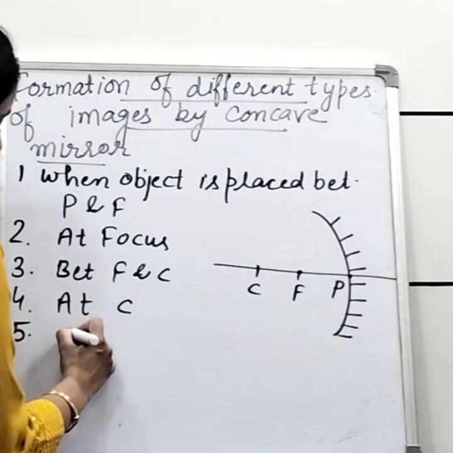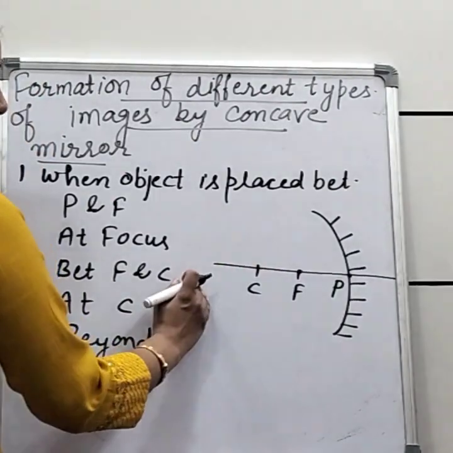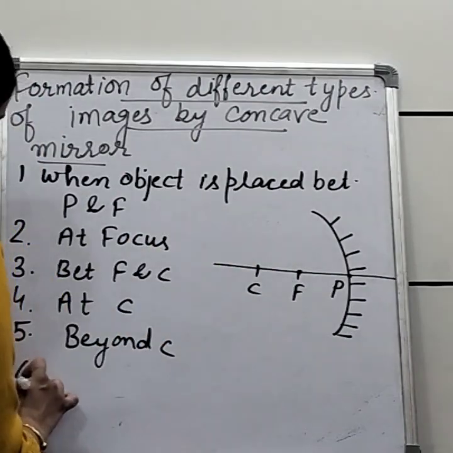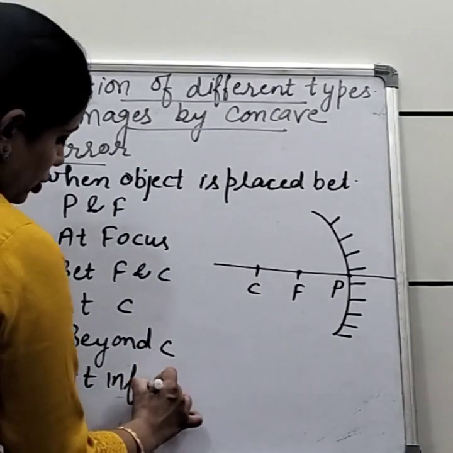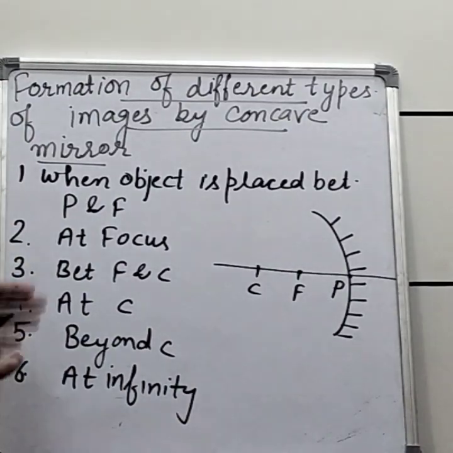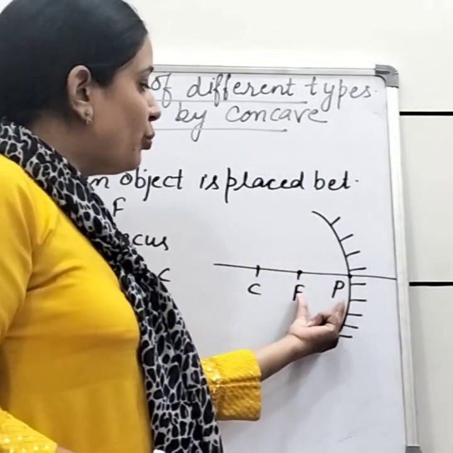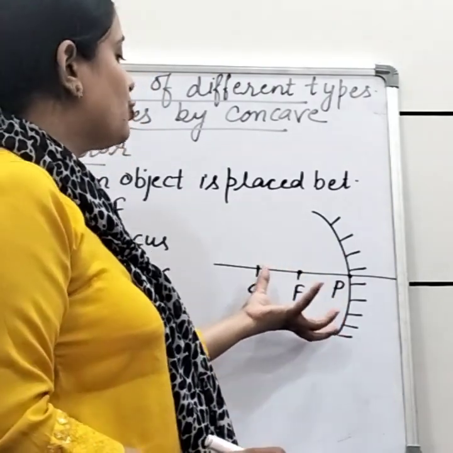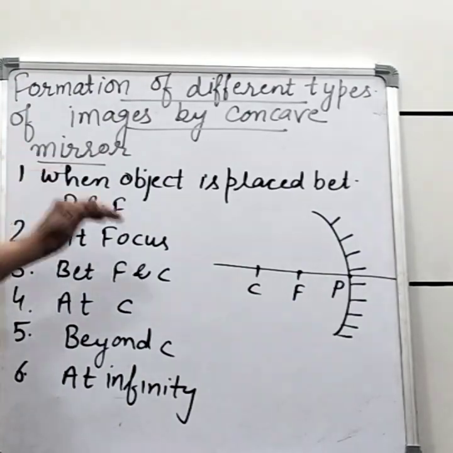Fifth, when the object is placed beyond C, it means behind the C. Sixth, when the object is at infinity. So there are 6 image formations by the concave mirror. It will depend upon the position of the object. When the object is placed between P and F, then how the image is formed, is it virtual, real? We will discuss all these things in the next video.